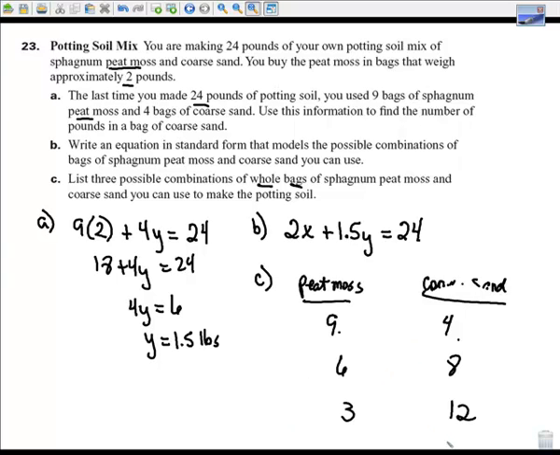I could do 14. 14 times 1.5 is 21. Dag nabbit. 24 minus 21 is 3. So that's not going to work. How about you all come up with it and give me an answer for it tomorrow? So we need one more.